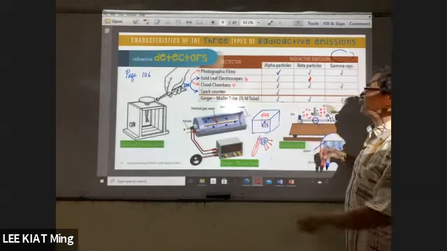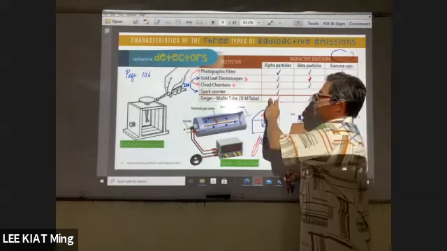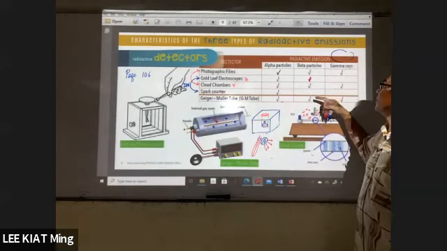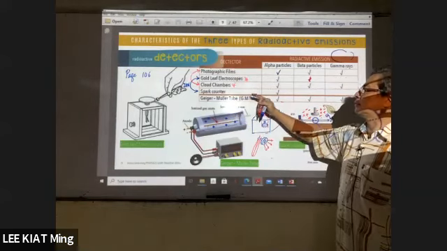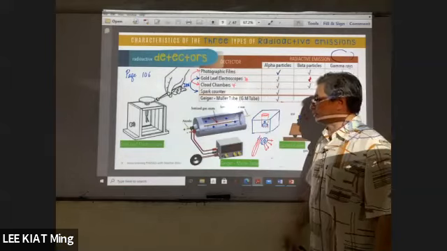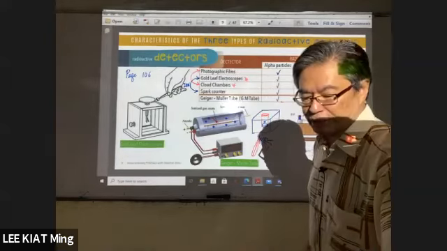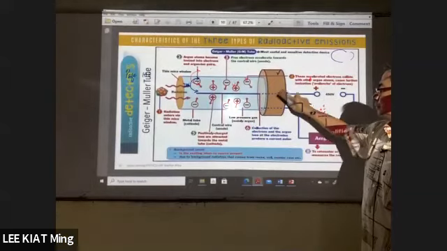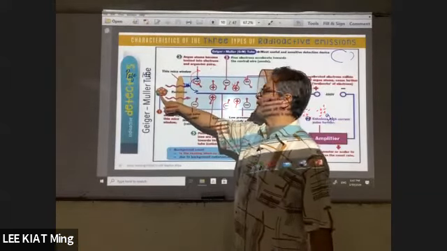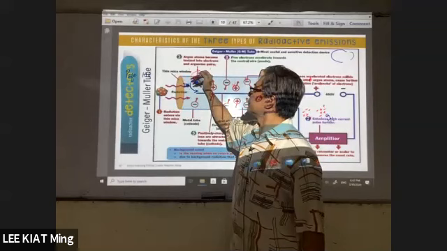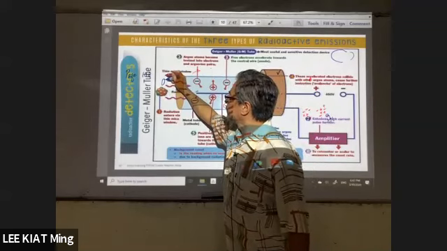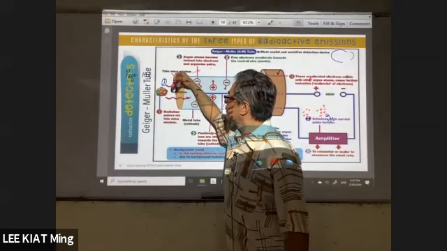And then we look at the GM tube. What I put for the GM tube is only beta and gamma. Never mind, let's take a look at it. This is the GM tube, and this is how it works. We have the radioactive source here, just like the one I drew just now.